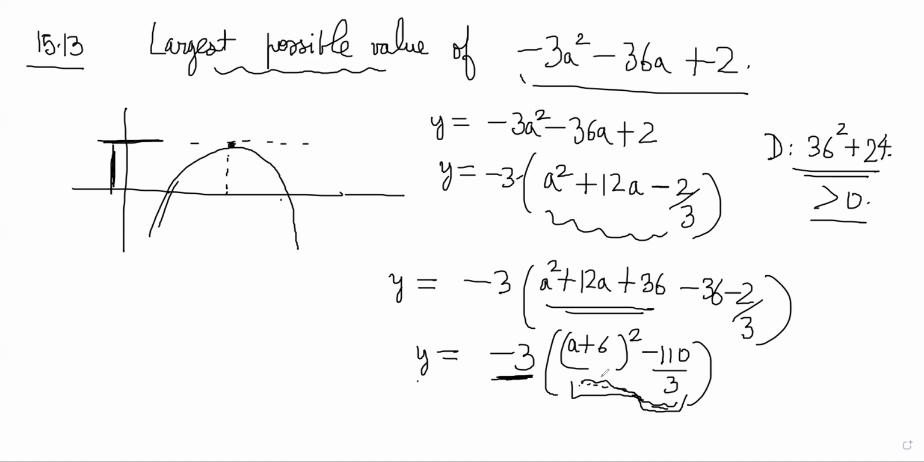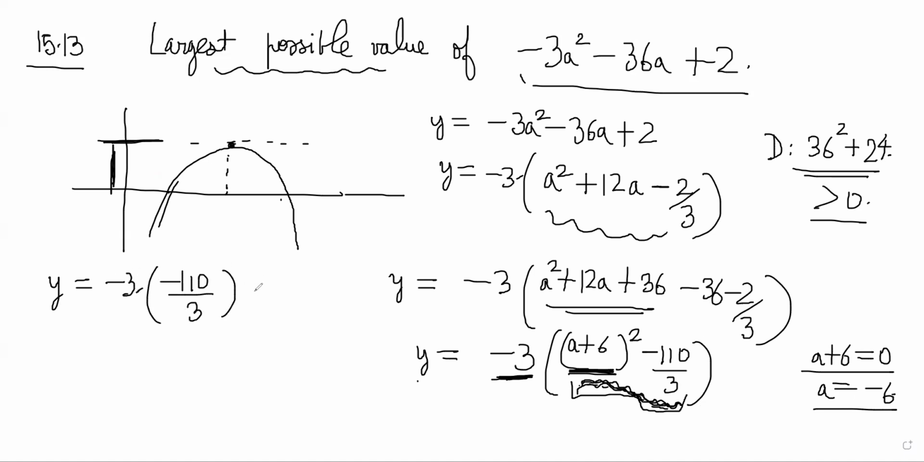Yes. So the thing inside the bracket, if you want to make as low as possible, that will happen only when the square part is 0, right? Yeah. So if a is equal to -6, the whole thing inside the bracket becomes minus 110 by 3, right? And y becomes -3 times this, so it is just simply 110, right? Yeah. So we can just say the answer, the highest possible value of this function is 110, and it happens when a is equal to -6.